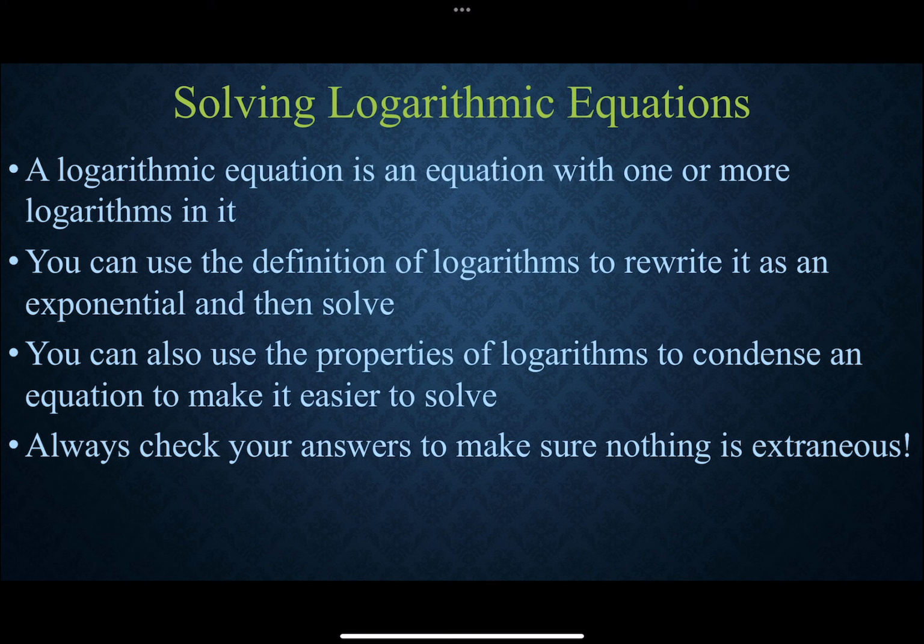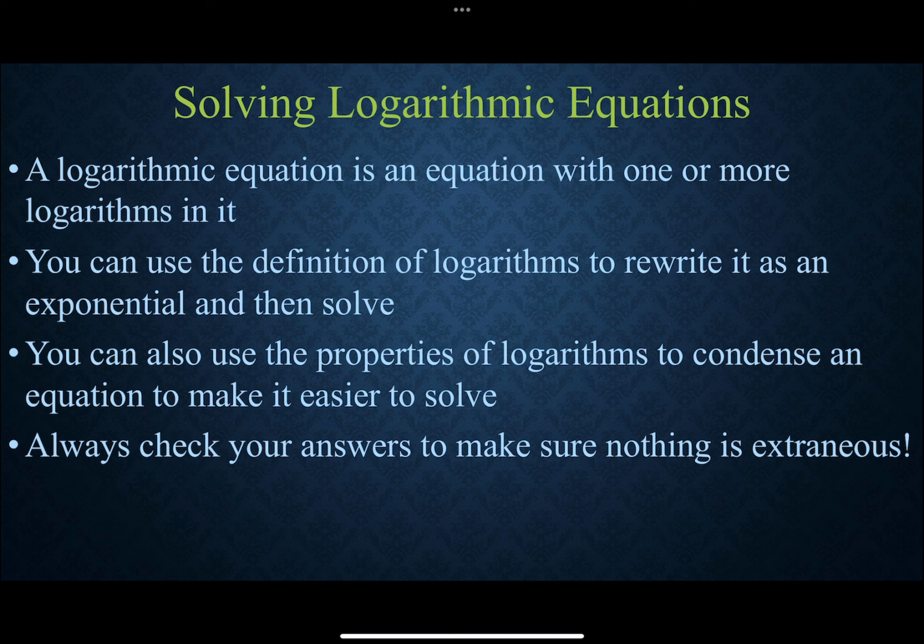But if we can get two logs, one log on the left side, one log on the right side, and that's it, then the insides will definitely be equal to each other. Using the properties of logs to condense them will be necessary. So when we're adding two logs, we multiply the insides. Subtracting two logs, we are dividing the insides. Biggest thing though is we need to always check our answers to make sure nothing is extraneous.